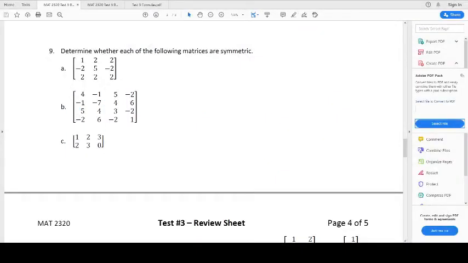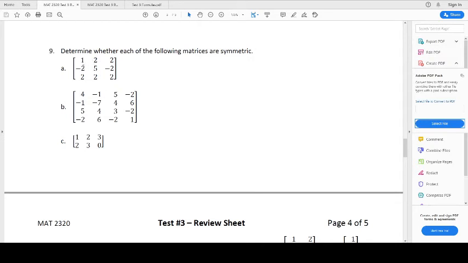All right, and then next, number 9, we want to determine whether each of these matrices is symmetric. And we can just look at these here. So this matrix, part A, we could tell right away is not symmetric because what we're looking for is that, well, to be symmetric, this matrix has to be equal to its own transpose. So we could take the transpose of the matrix and then just compare them.